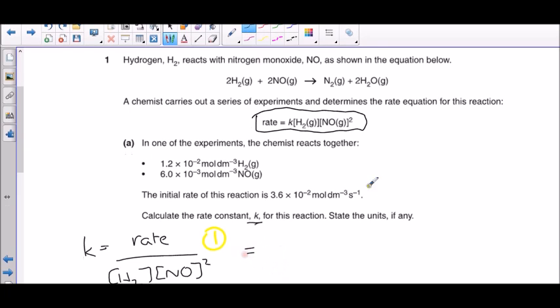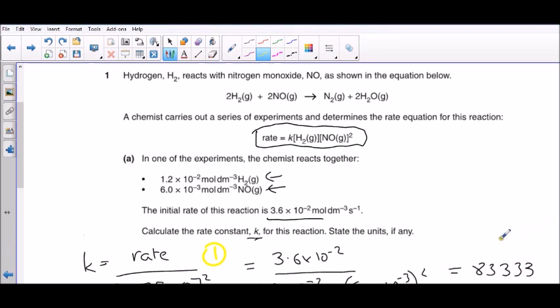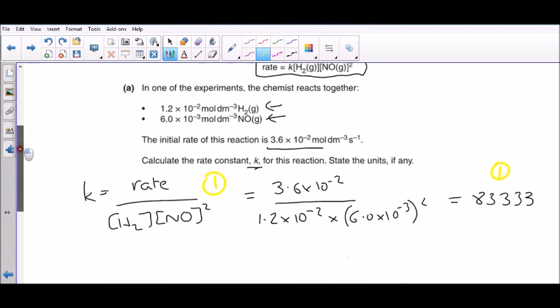Then we're going to substitute in those numbers, so the rate is here, concentration of H2 is here, and the concentration of NO is there. But I mustn't forget that that is squared, and that gives us an answer of 83,333. That's our second mark.